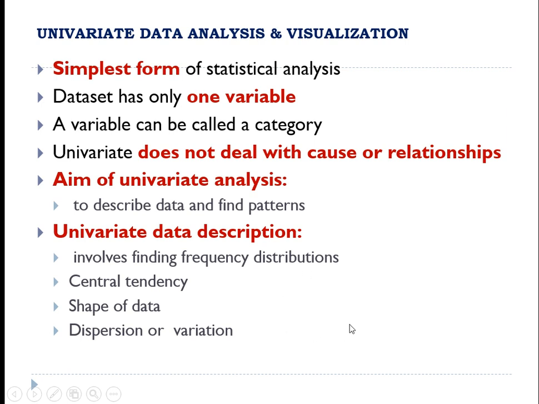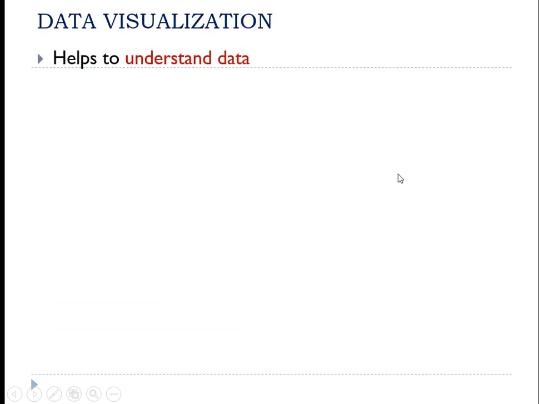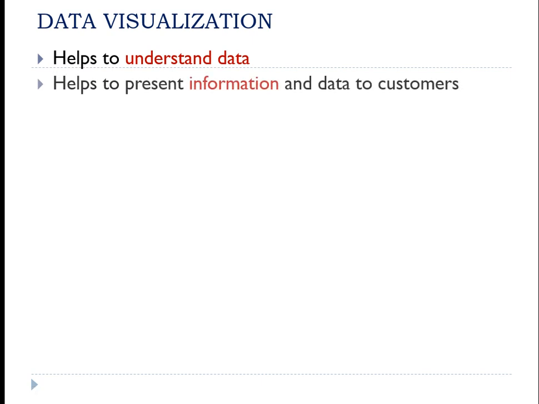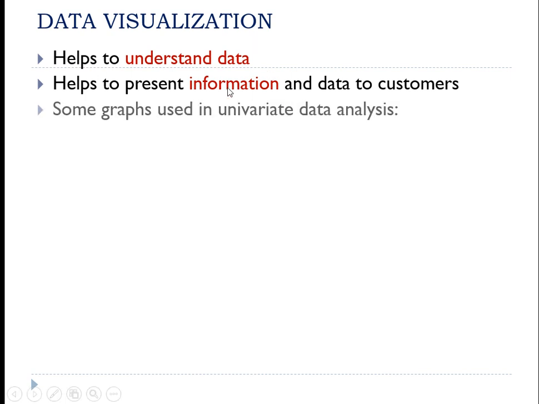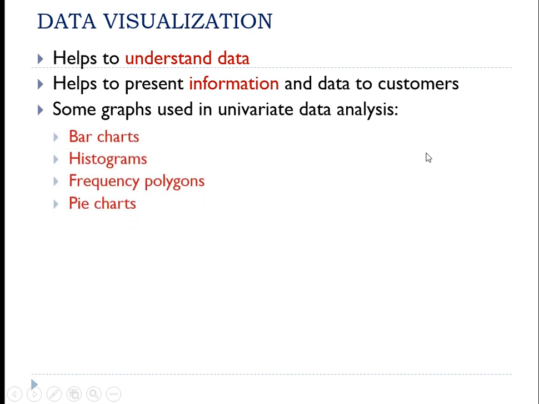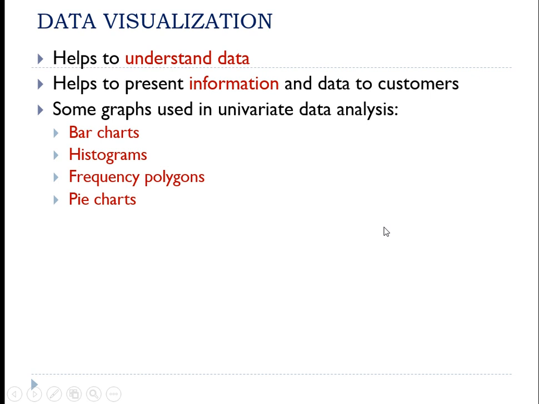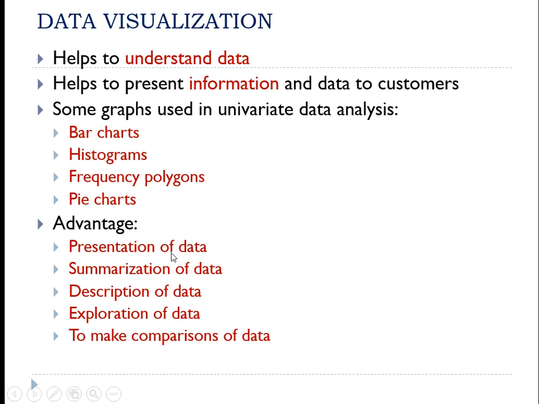Today's session we will focus mainly on the plots, that is, the data visualization. Visualization is all about plotting the data, which will help us to understand the data. It presents the information very well, and some of the graphs we'll be discussing for univariate data analysis are bar charts, histograms, frequency polygons, and pie charts. The advantage of data visualization is that it helps us present the data visually. When anything is given visually, it's easier to present, summarize, and describe. You can explore the data and make comparisons easily. Those are the advantages of graphical visualization.